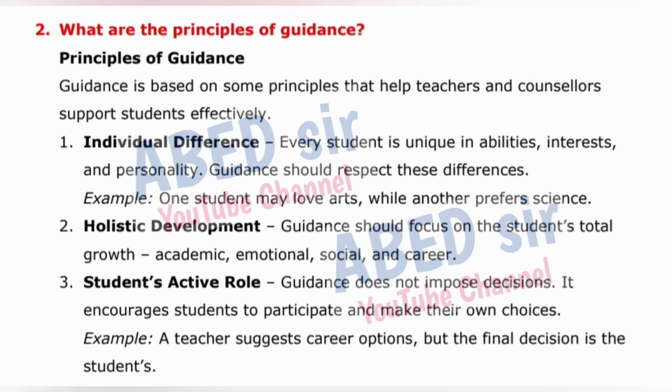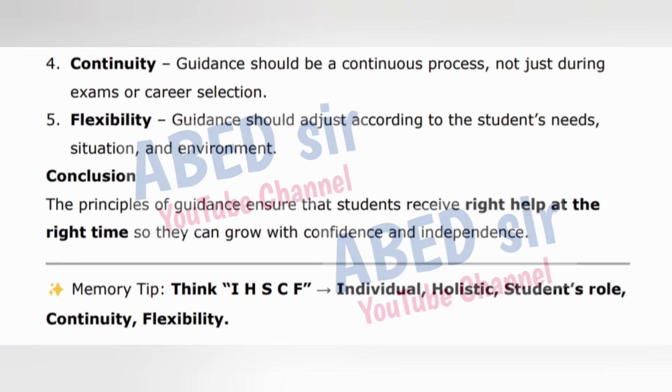2. Holistic development. Guidance should focus on the student's total growth: academic, emotional, social, and career. 3. Students' active role. Guidance does not impose decisions. It encourages students to participate and make their own choices. Example: a teacher suggests career options, but the final decision is the student's. 4. Continuity. Guidance should be a continuous process, not just during exams or career selection. 5. Flexibility. Guidance should adjust according to the student's needs, situation, and environment.